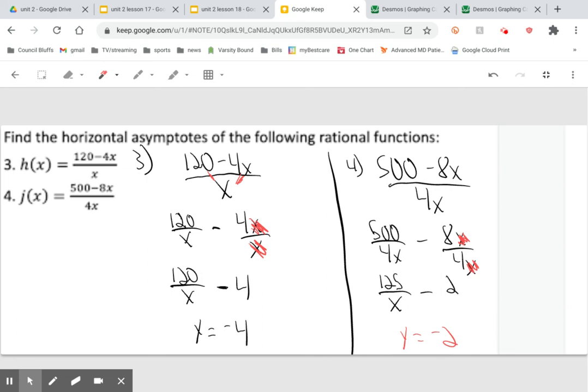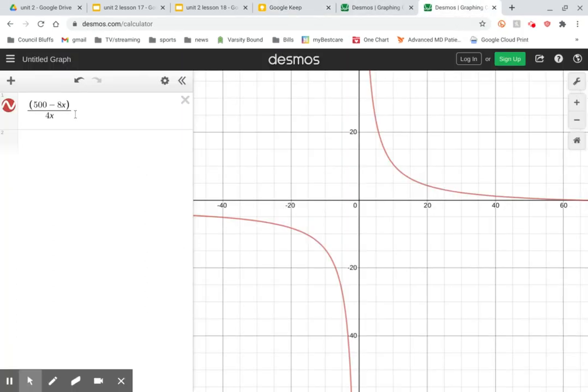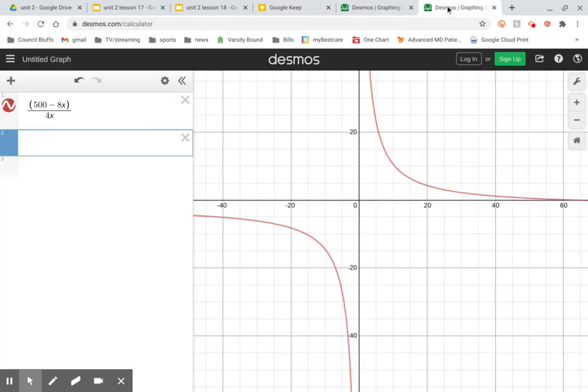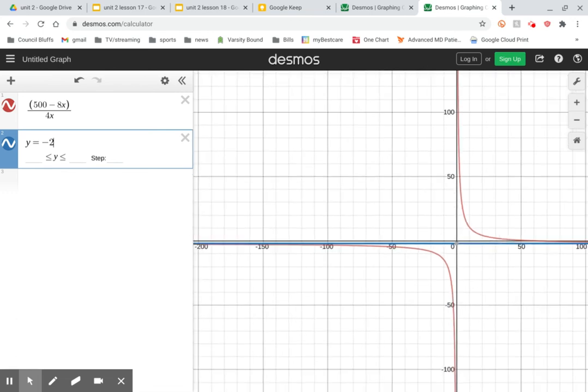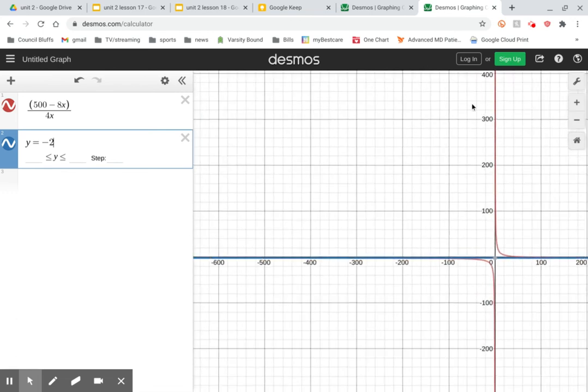And again, just to give you an idea of what the graph looks like, here is the graph of number 4. Same general shape. Let's graph the asymptote of y equals -2. Okay. And again, we have the same thing. That horizontal blue line gets infinitely close to it, but never actually crosses it. So yesterday we talked about vertical asymptotes. Now we talked about horizontal asymptotes.